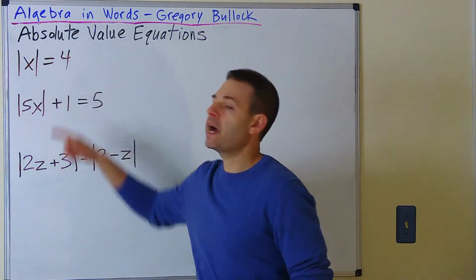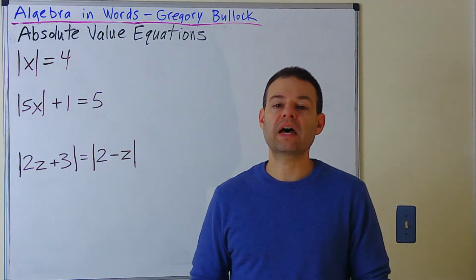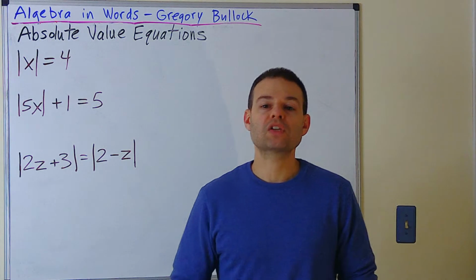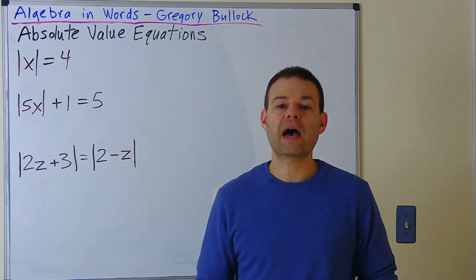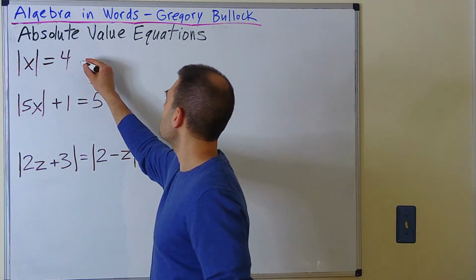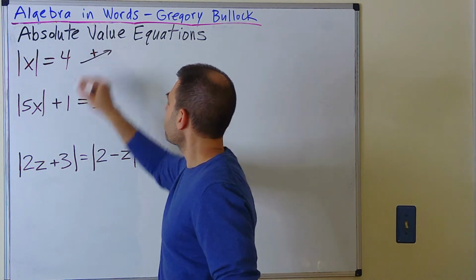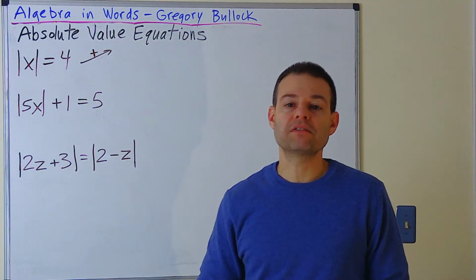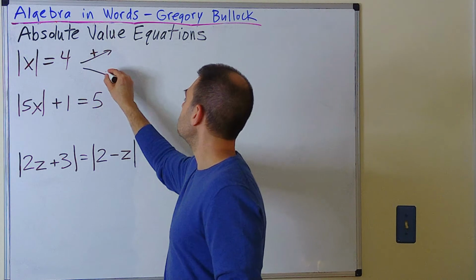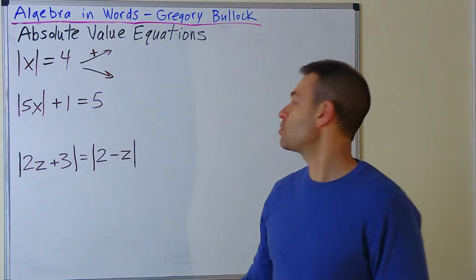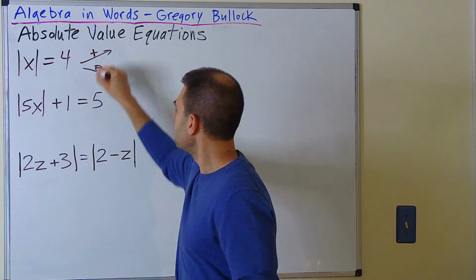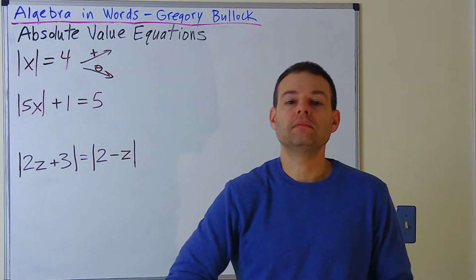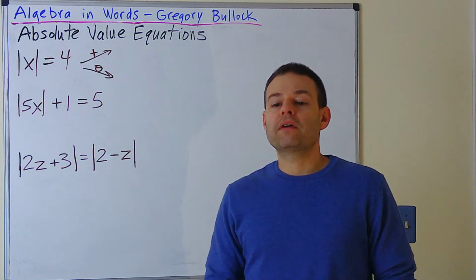So the first one we have is the absolute value of x equals 4. Now watch what I do here. I like to do this with arrows. One arrow like this, and I indicate that with a positive sign, and another arrow down here, which I like to show with a negative. Okay, now what does that mean? You have to follow this very specifically.